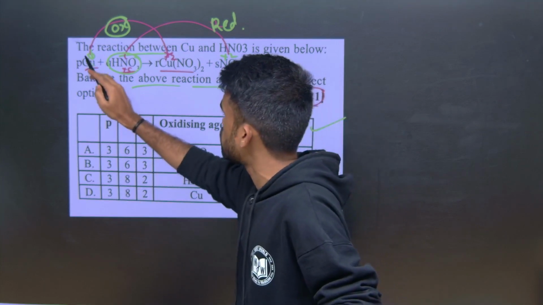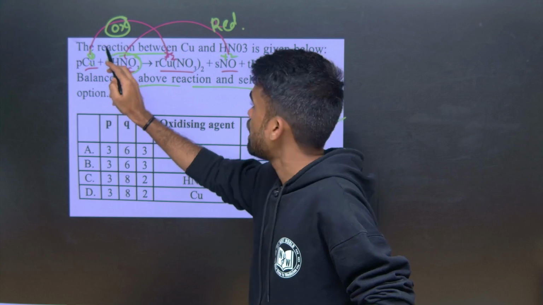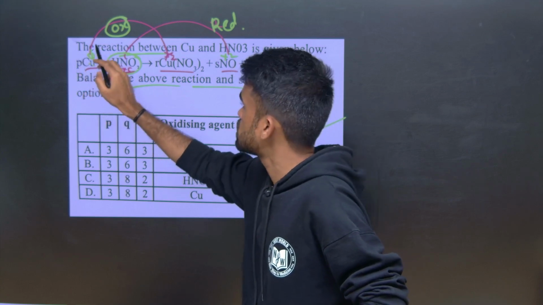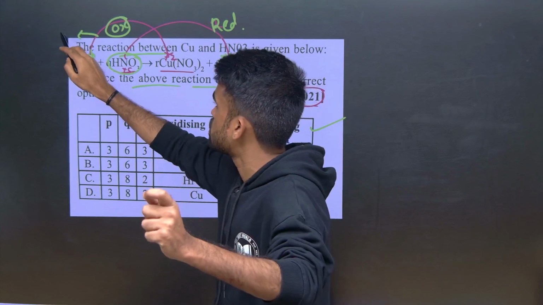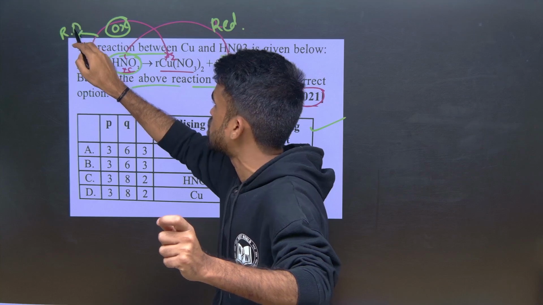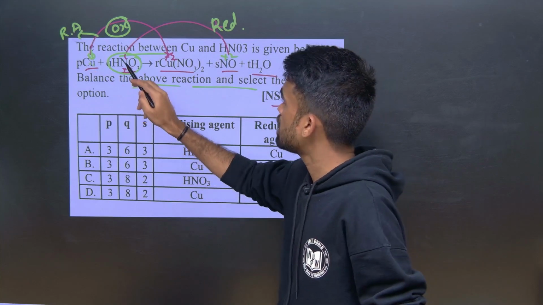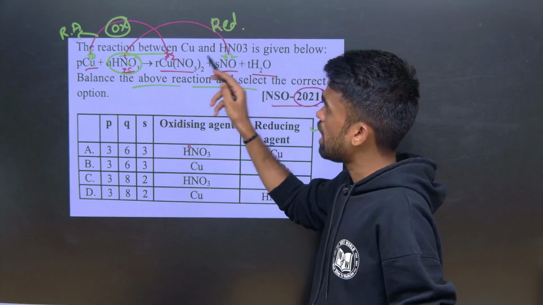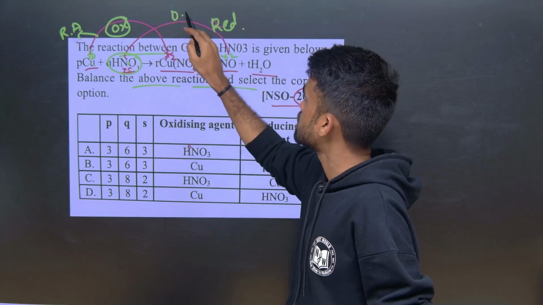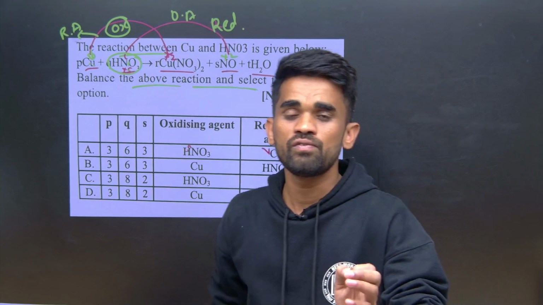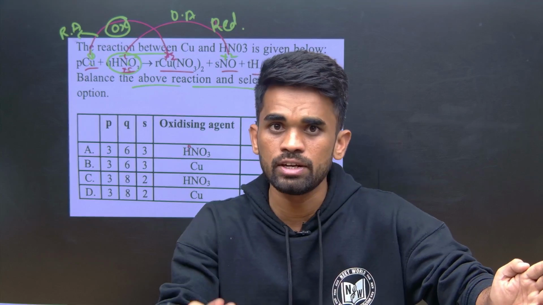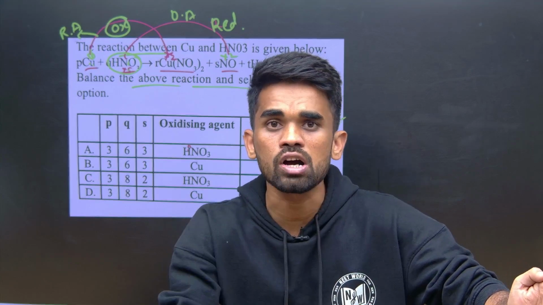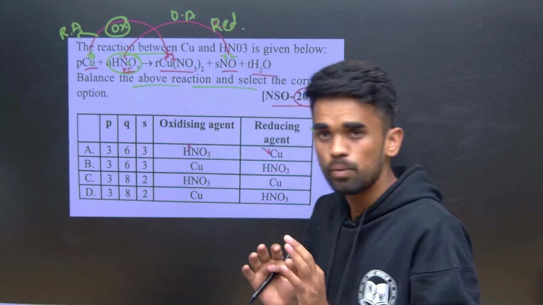So copper is reducing this HNO3 and oxidizing itself, right? So if it is reducing others, it is called a reducing agent. Now this is called an oxidizing agent because it is undergoing reduction and oxidizing others. So the oxidizing agent is the species which oxidizes others and reduces itself. Okay, hope it is clear.